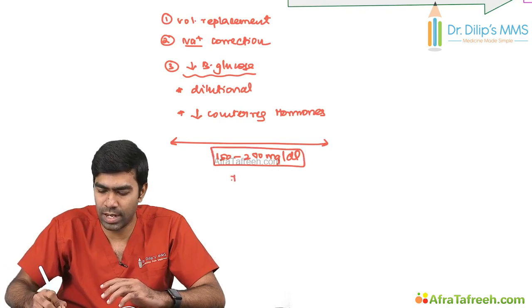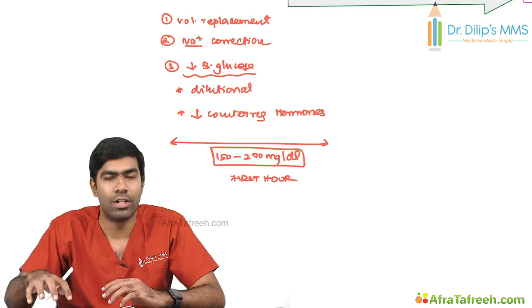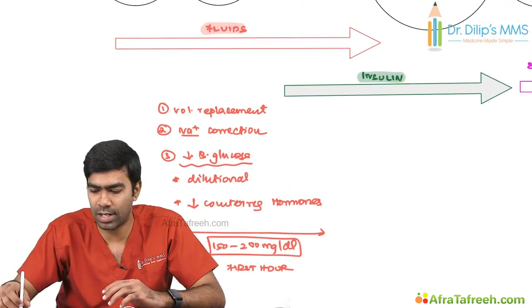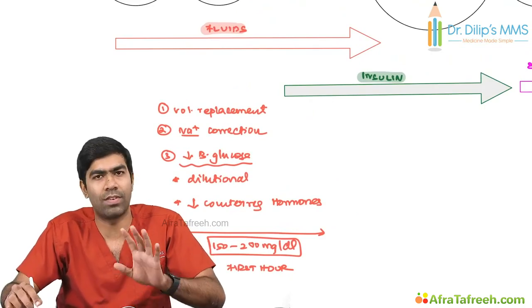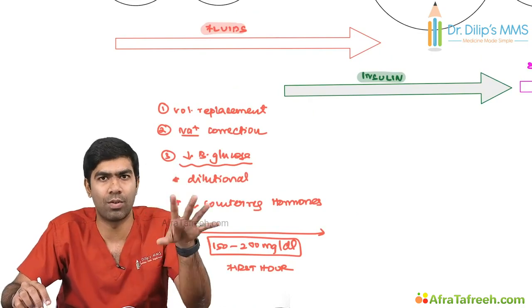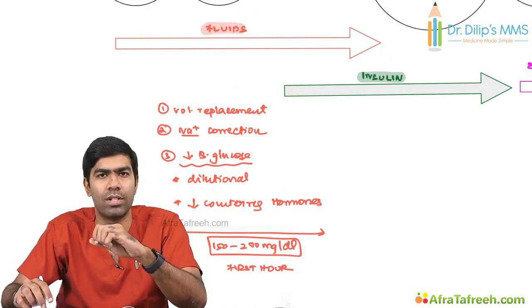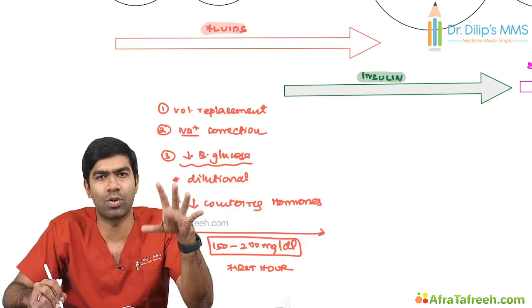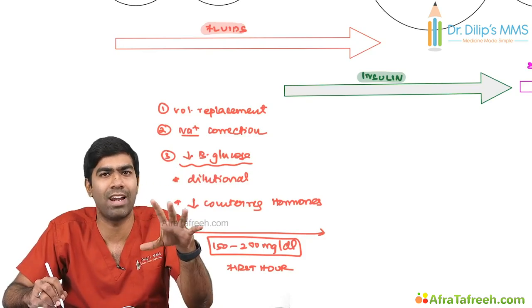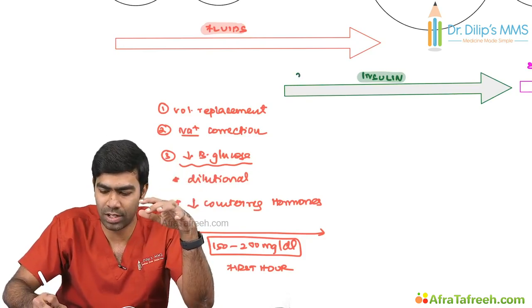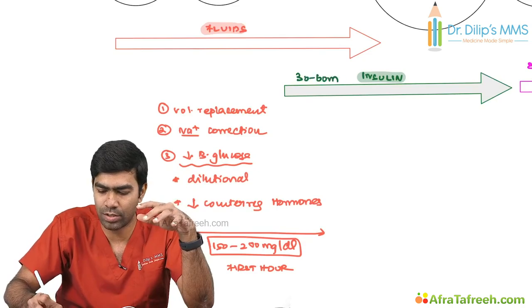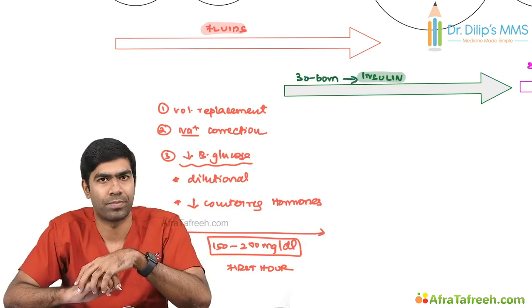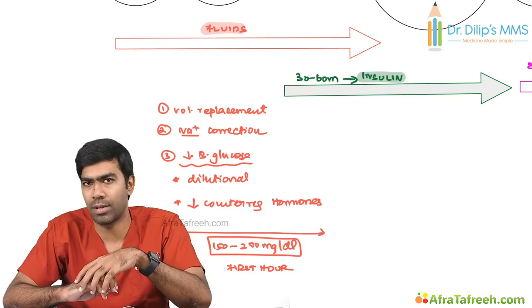So the first hour is dedicated to fluids. Usually, it is prudent to start insulin after a period of 30 to 60 minutes. So in the first hour, usually we start with fluid resuscitation. How to give fluids, we'll be discussing in some time. But once that 30 to 60 minute period is over, which is spent on very valuable fluid resuscitation, then you are going to start with insulin therapy. And insulin therapy is really, really important.